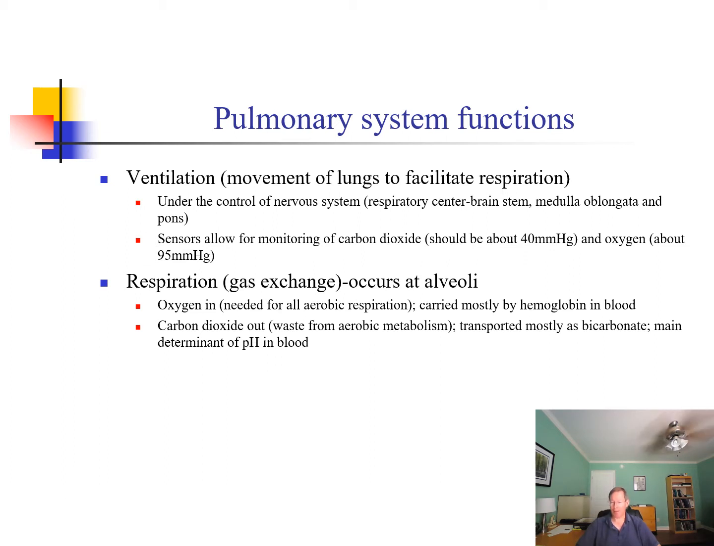Now, the diaphragm is skeletal muscle. It does obey our conscious effort. I can make myself breathe more quickly or less quickly, but it also is under an automatic system, an autonomic nervous system, which is governed in that respiratory system. In order to decide whether to ventilate more rapidly or less rapidly, I have sensors for both the oxygen and the carbon dioxide. My set points for each of those are about 40 millimeters of mercury for carbon dioxide and about 95 millimeters of mercury for my oxygen.